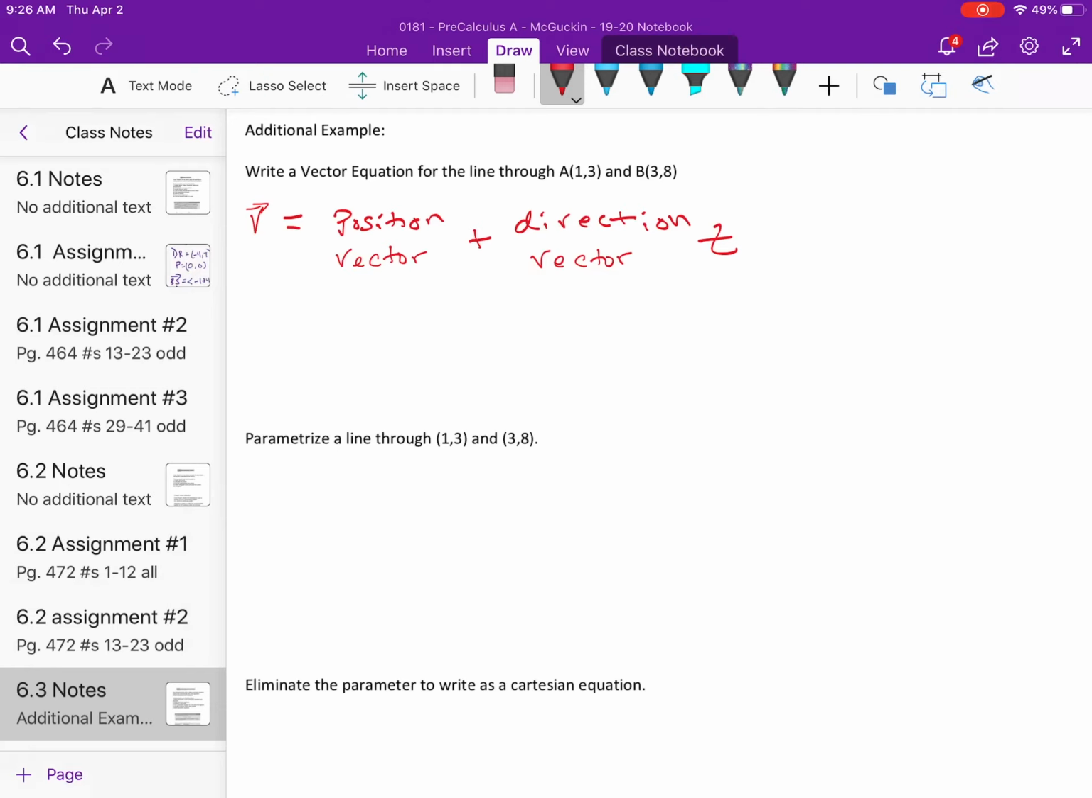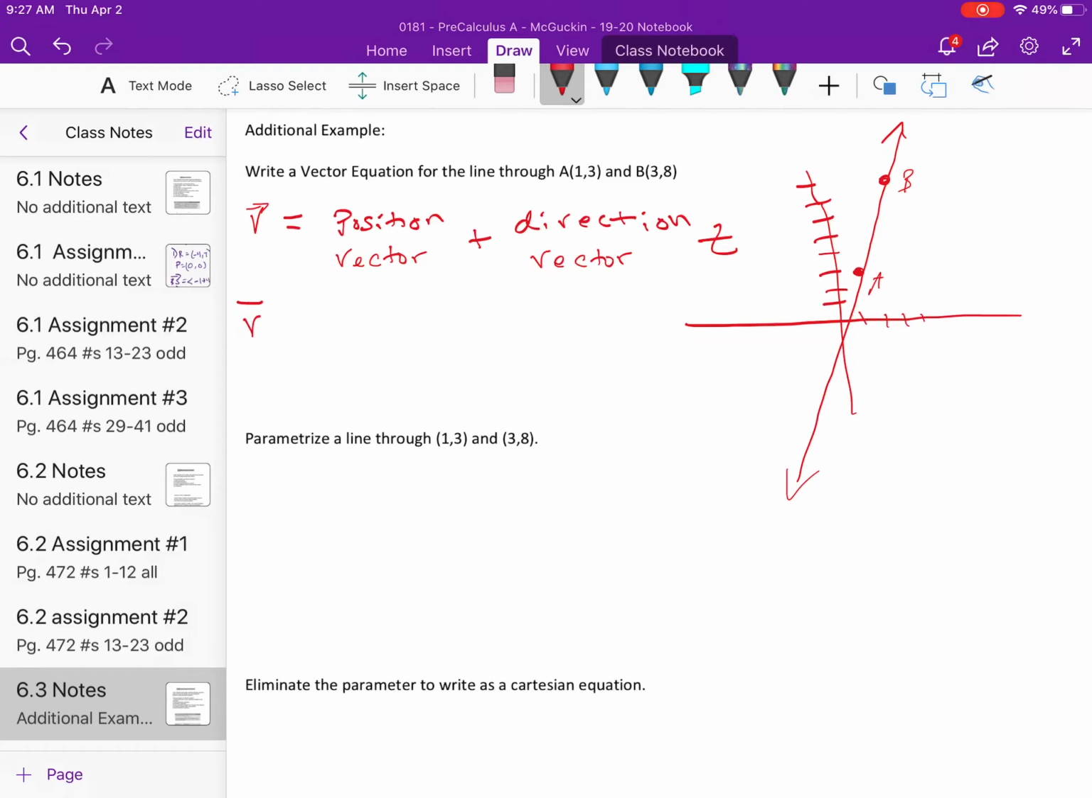In this example, we have: write a vector equation for the line through point A, which is at (1, 3), and B, which is at (3, 8). I'm going to put those into perspective real quick. We have 1, 2, and 3 right there, and then 1, 2, 3, 4, 5, 6, 7, and 8. So we are at (3, 8) roughly. There's B, there is A, and our line is something of the nature there. I could be off a little bit as to where that goes exactly, but that is okay. It's just for visual purposes right now.